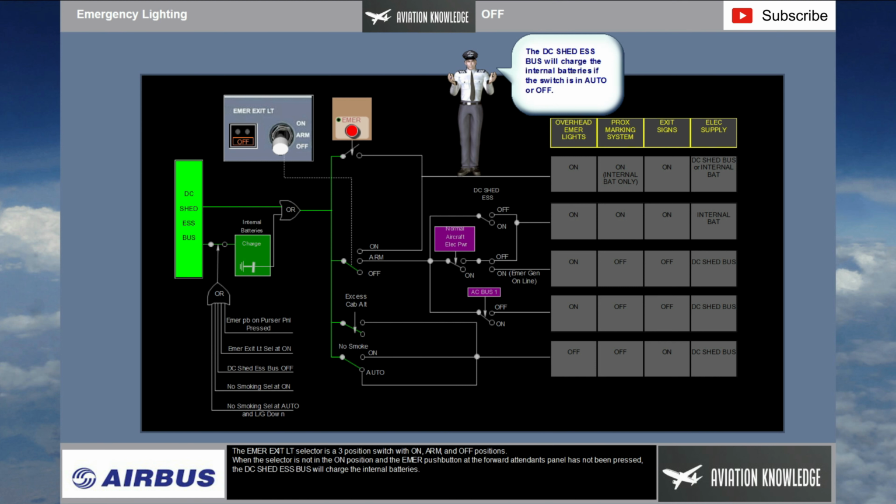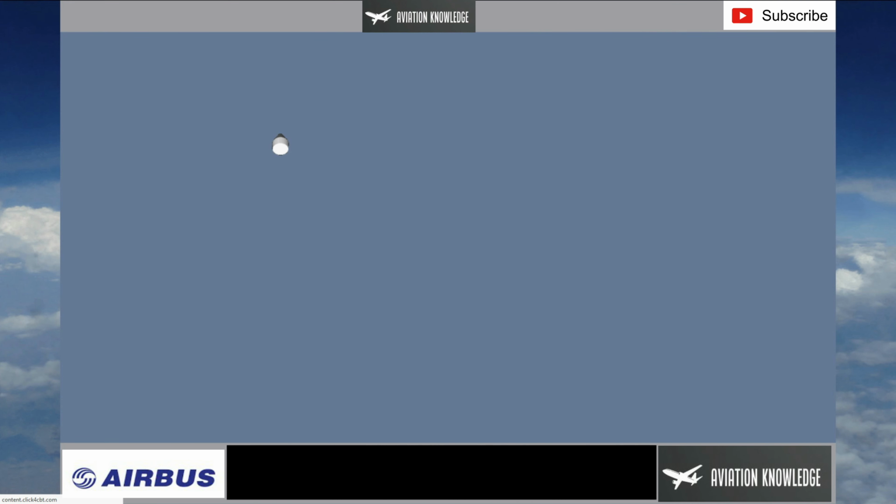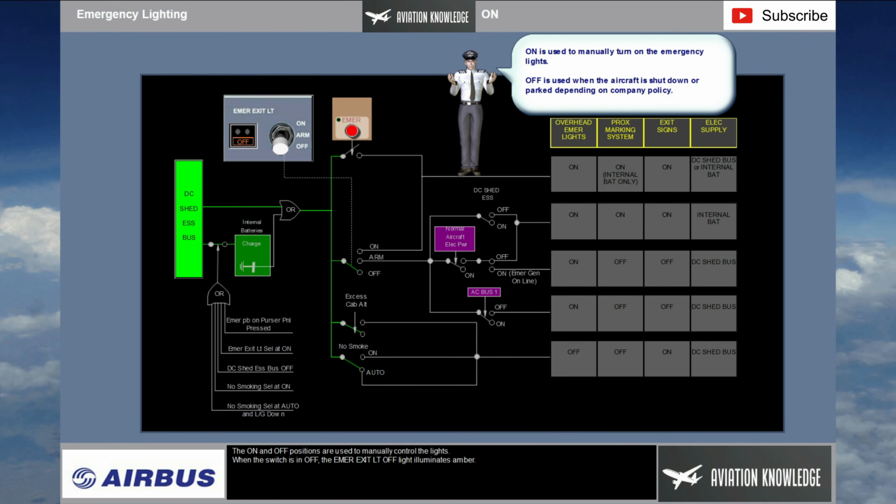The emergency exit light selector is a 3-position switch with on, arm, and off positions. When the selector is not in the on position, and the emergency push button at the forward attendant panel has not been pressed, the DC shed essential bus will charge the internal batteries. The on and off positions are used to manually control the lights. When the switch is in off, the emergency exit light off light illuminates amber.